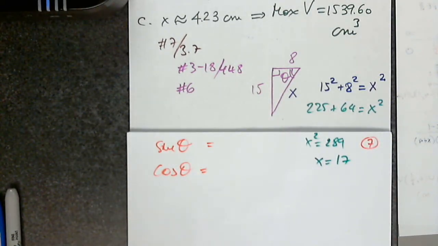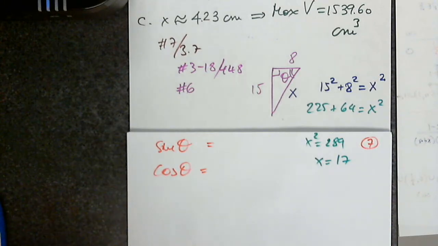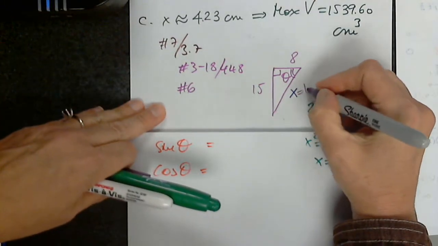Because when we take square roots, we know from chapter 2, when I take square roots from both sides, I have to write plus or minus. How come I don't write plus or minus here? It's a distance. It cannot be negative. Perfect. Okay, so then x equals 17.